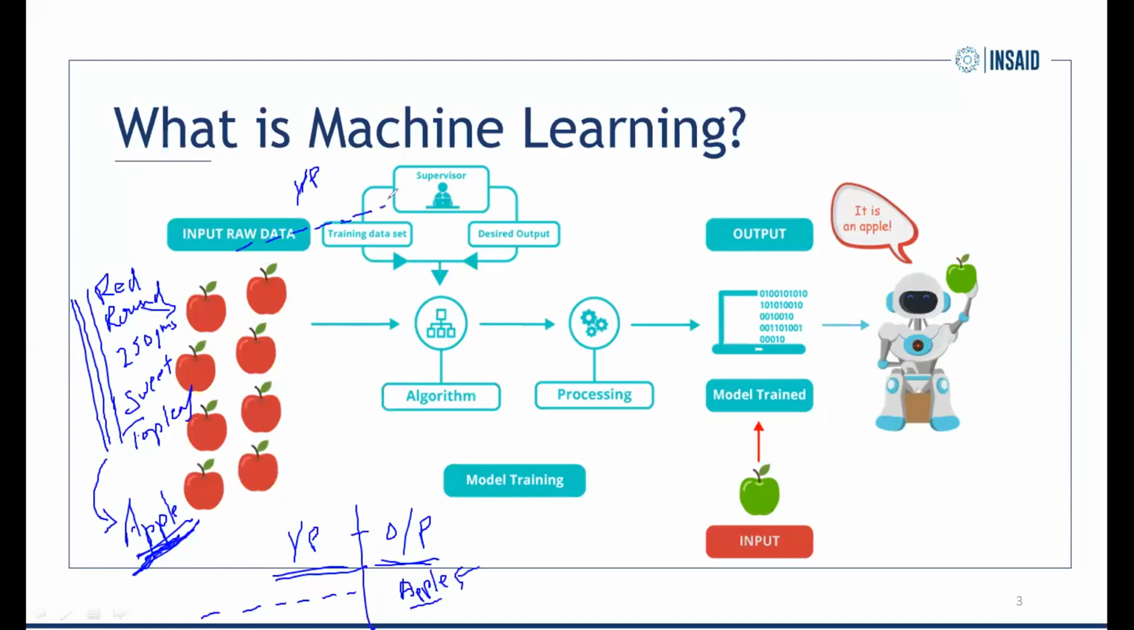Whatever attributes are there, we define that this fruit is that of an apple. Another fruit which is long and yellow, with a thick skin and a small black stem at the top, is called a banana.